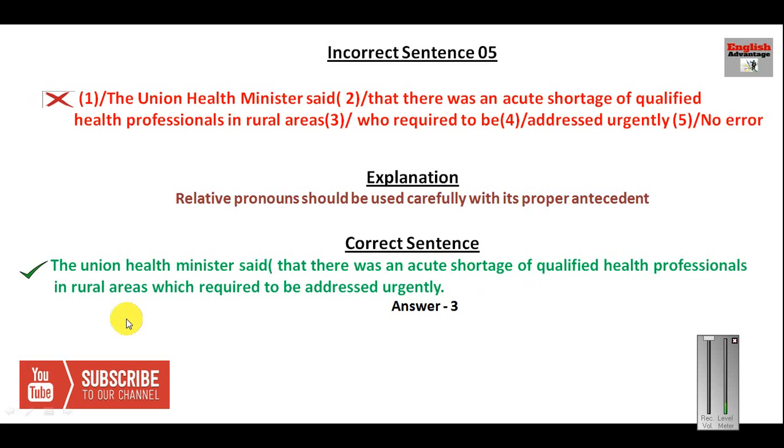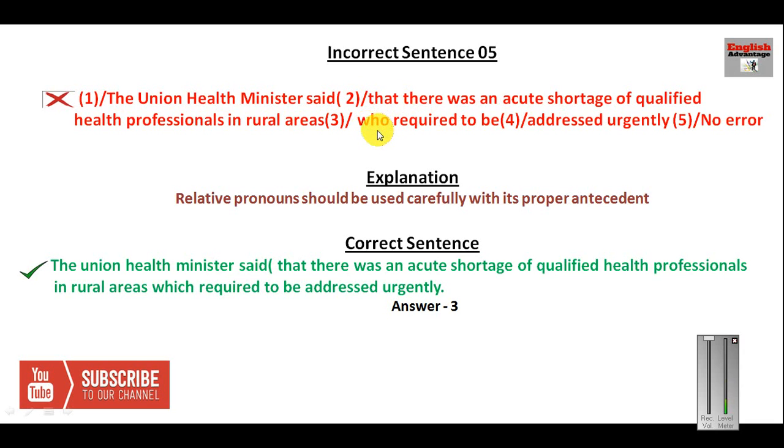So let us see the next question. The Union Health Minister said that there was an acute shortage of qualified health professionals in rural area who required to be addressed urgently. Now if you look at this sentence carefully, what is the thing that needs to be solved? The problem, the acute shortage. Acute shortage is the thing that needs to be sorted out. So with the acute shortage you have to put here which or that, not who, because acute shortage is not a living being.